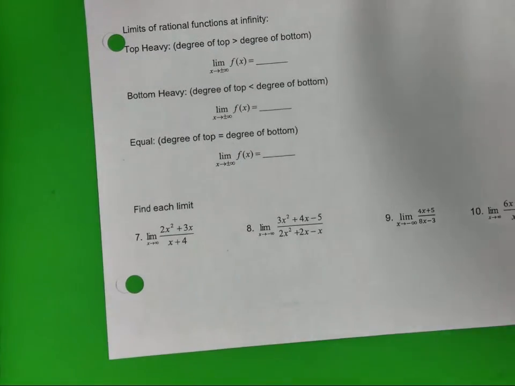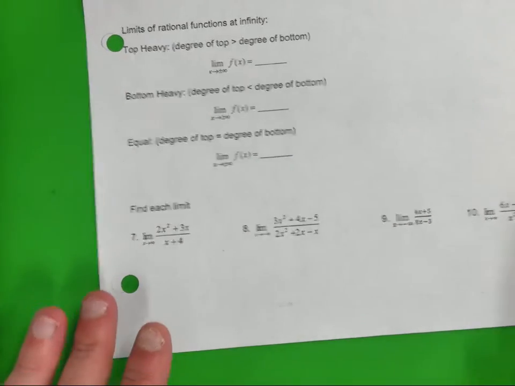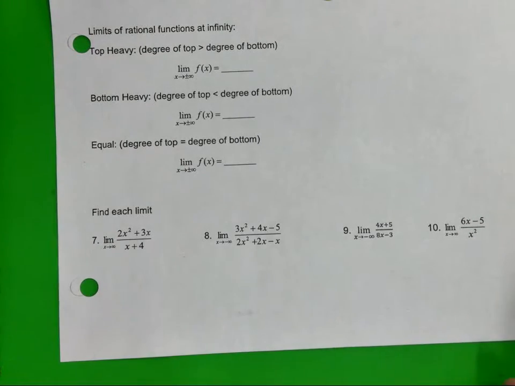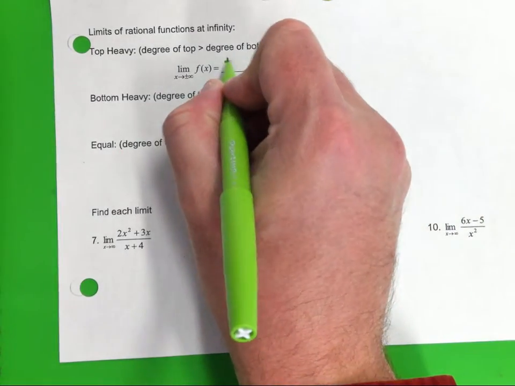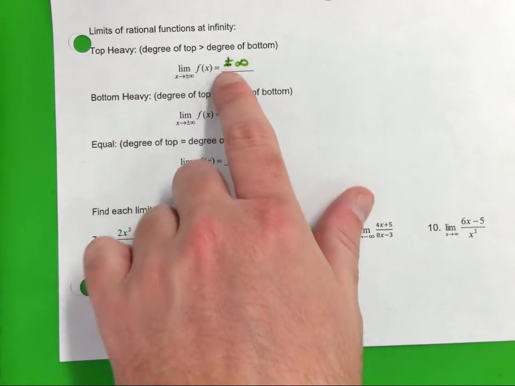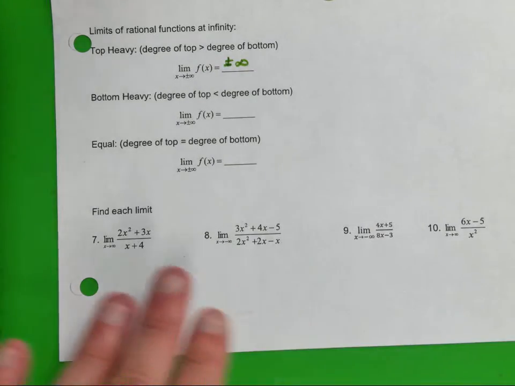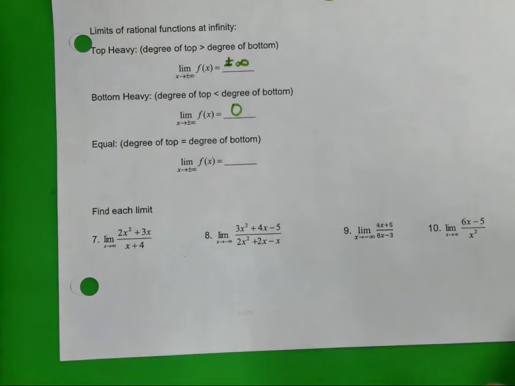The limits, they're still going to infinity, but let's look at our rules. Now, we do have some rules here. If it's top heavy, that means the degree is higher in the numerator. It's going to be either positive or negative infinity. We're going to talk about how to determine that in a minute. That's the hard one. It's going to be plus or minus infinity. If it's bottom heavy, that means the degree of the top is less than the degree of the bottom. It is 0 every time.